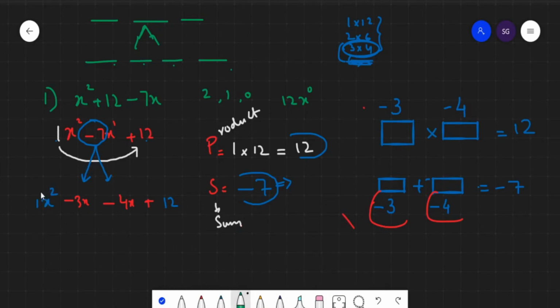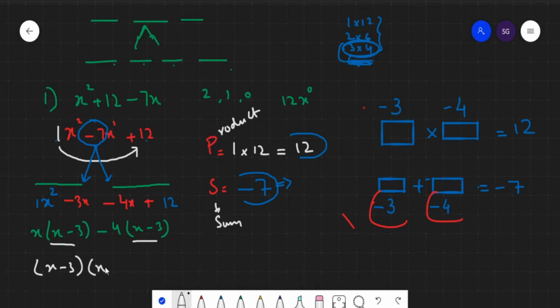So we have 4 terms. The first pair is this one and the second pair is this one. x is common from the first pair, and then negative 4 is common from the second pair, and there you are. Now you have the whole bracket common from the two terms, so you take that out, x minus 3, and then you are left with x from the first and negative 4 from the second, and that's your factorization done.